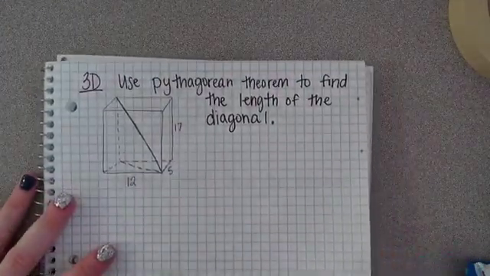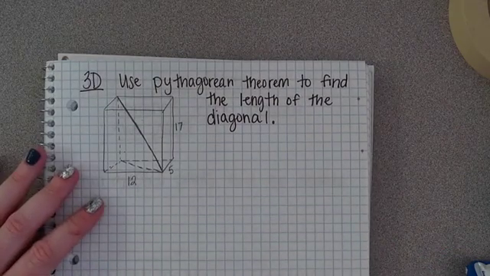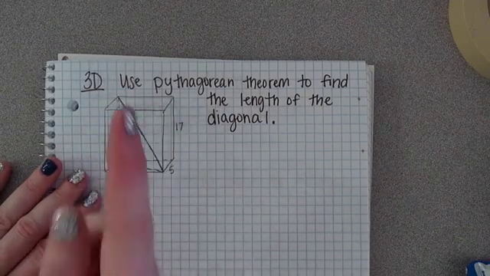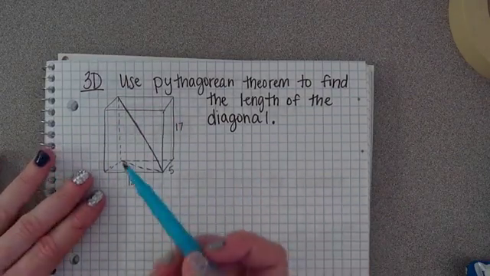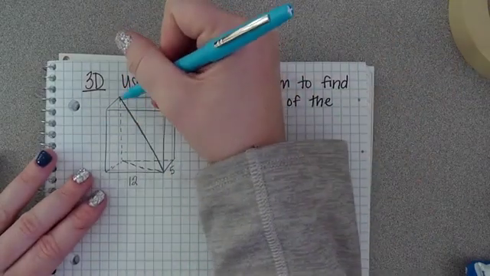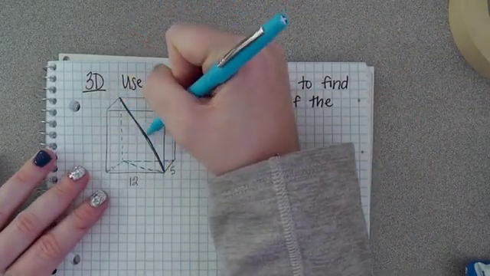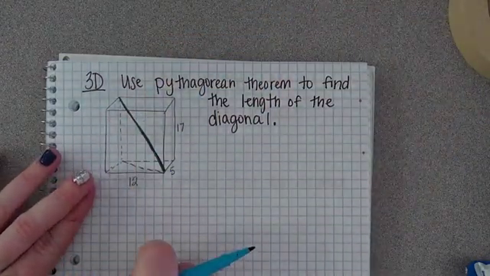Okay, now we're going to do 3D. I know this is where you guys struggled the most. So look at your box, cube, or rectangular prism, and we're looking for the length of the diagonal. This is the length that we're looking for. We're trying to see how long of an object can fit into this box.